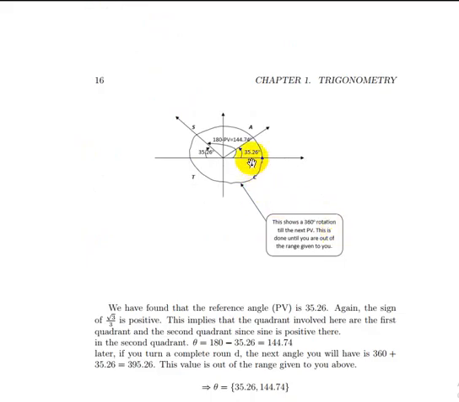Now you see that the first value is going to be 35 degrees, and the next value will be the angle from here to here. This angle from here to here is going to be 180 degrees minus 35.26, which is going to give you 144.75.